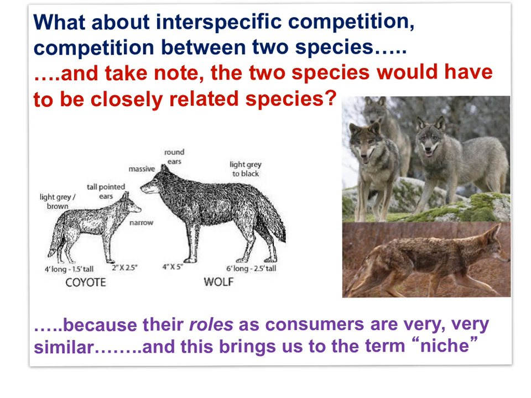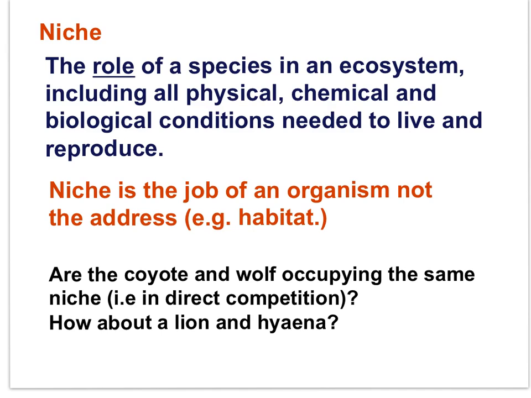And because their roles as consumers are very, very similar, this brings us to the term niche. So here is a definition of the term niche. It is the role of a species in an ecosystem, including all the physical, chemical, and biological conditions needed to live and reproduce. Niche is the job of the organism in the ecosystem, not the address. The address is the habitat. Now, never write this on an IB exam, but use this to understand that niche is about the role, not the habitat. Now, I ask, are the coyote and the wolf occupying the same niche?